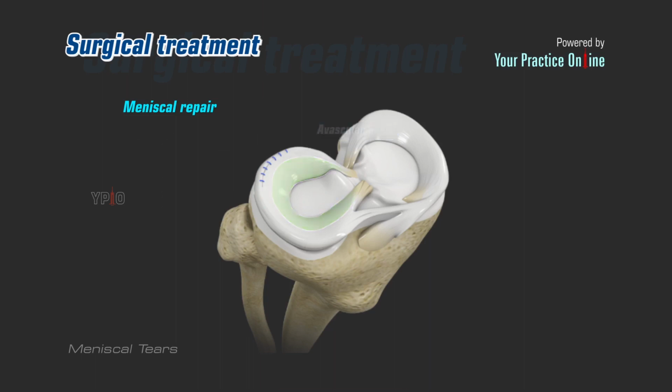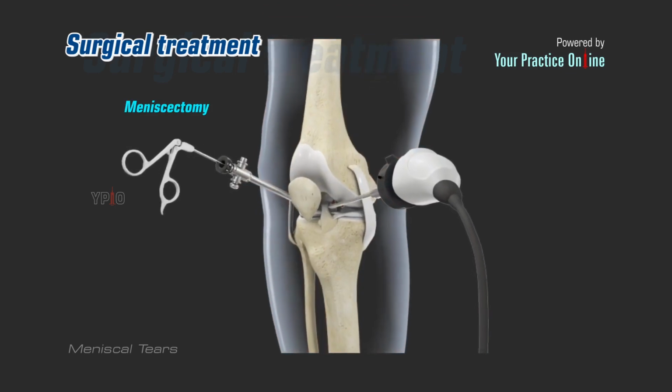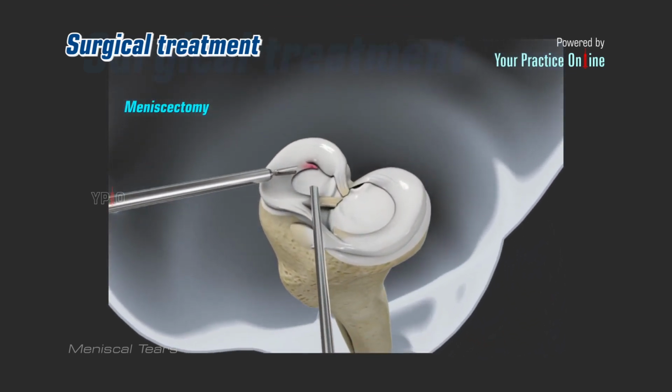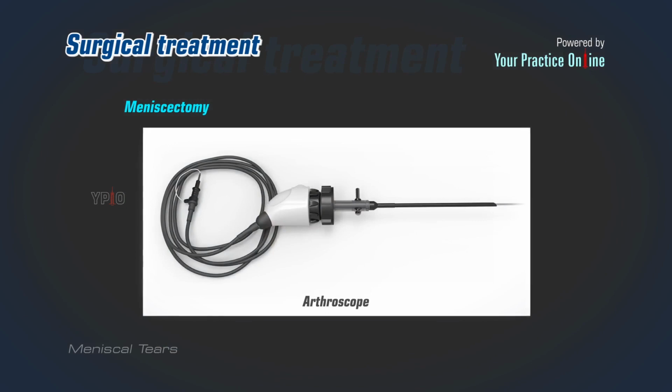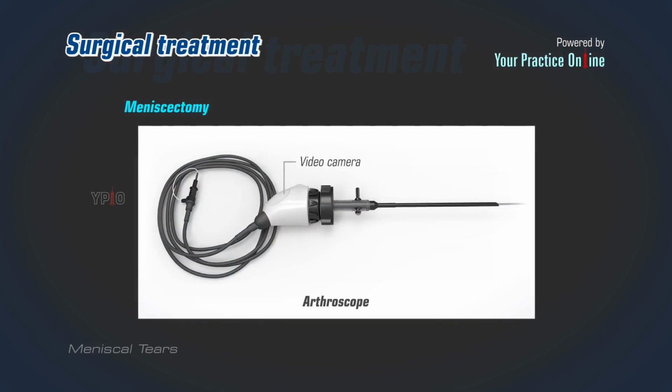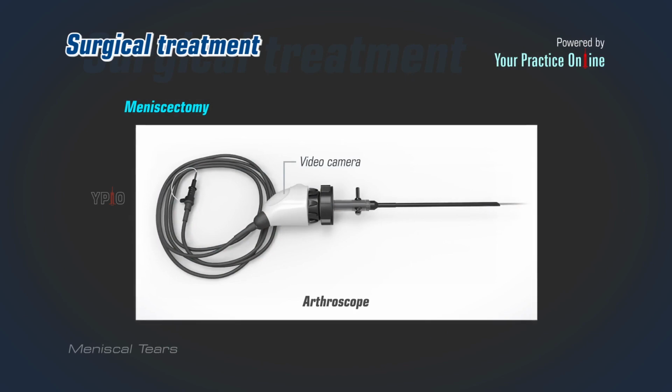Meniscectomy. In this minimally invasive procedure, the torn portion of the menisci is removed arthroscopically through tiny incisions with the aid of an arthroscope, a thin, flexible scope with a video camera on the end to view internal structures.